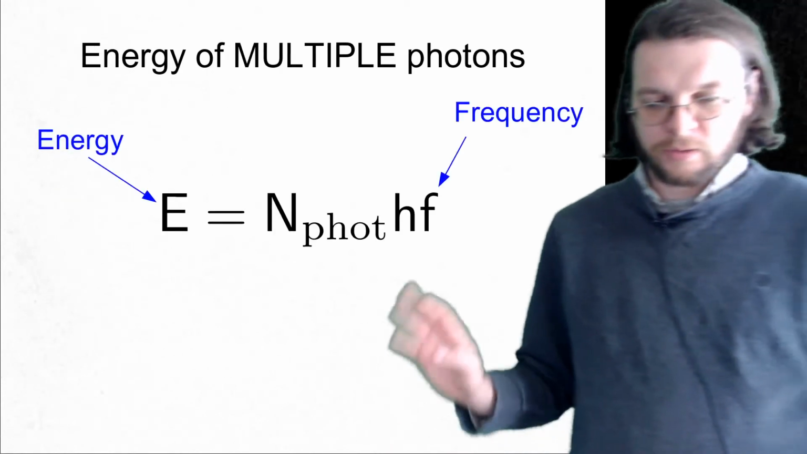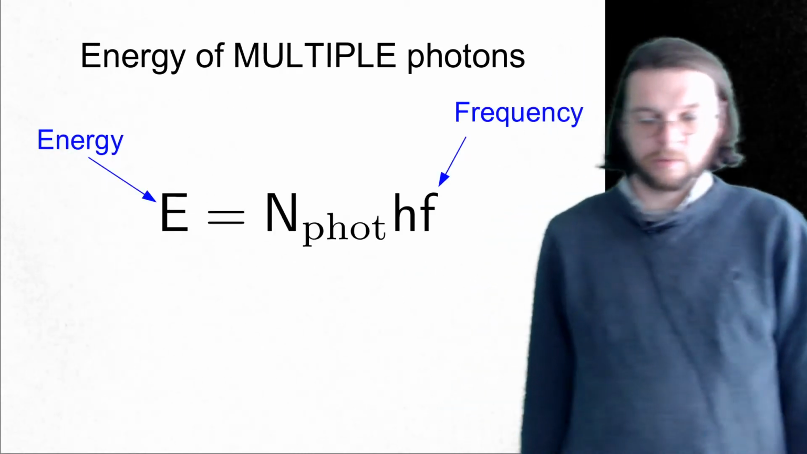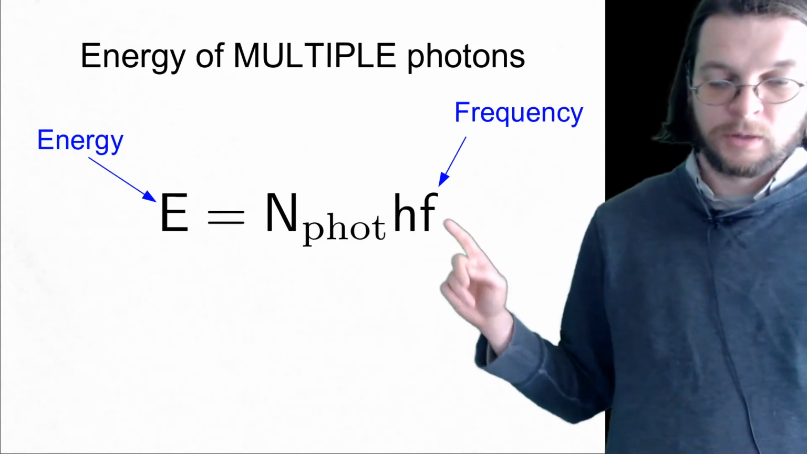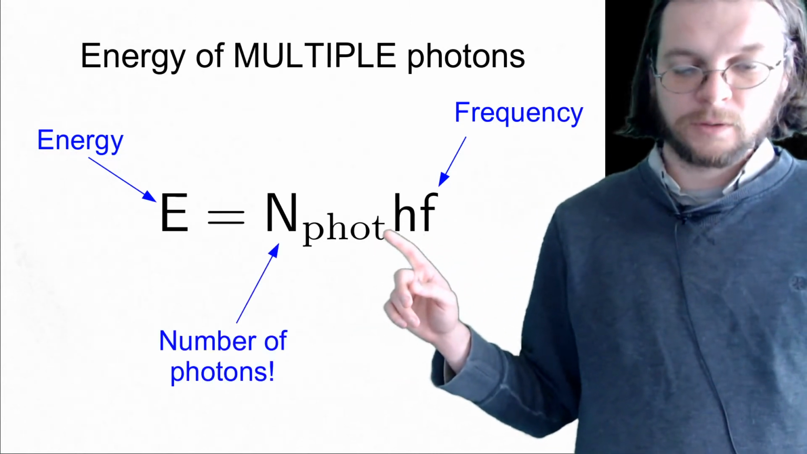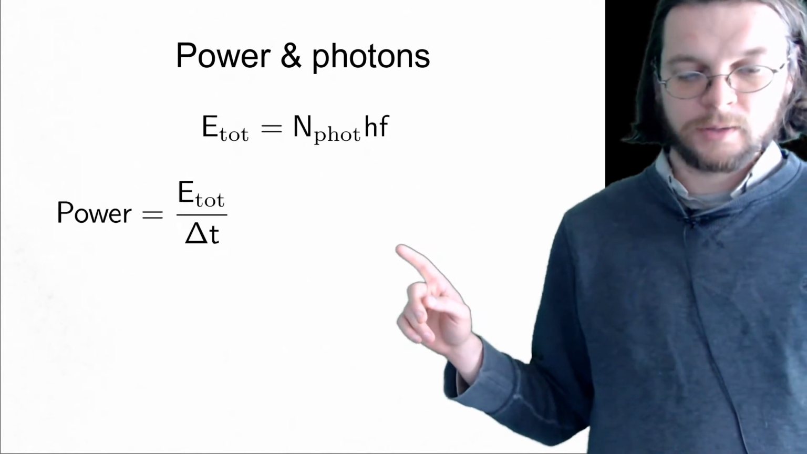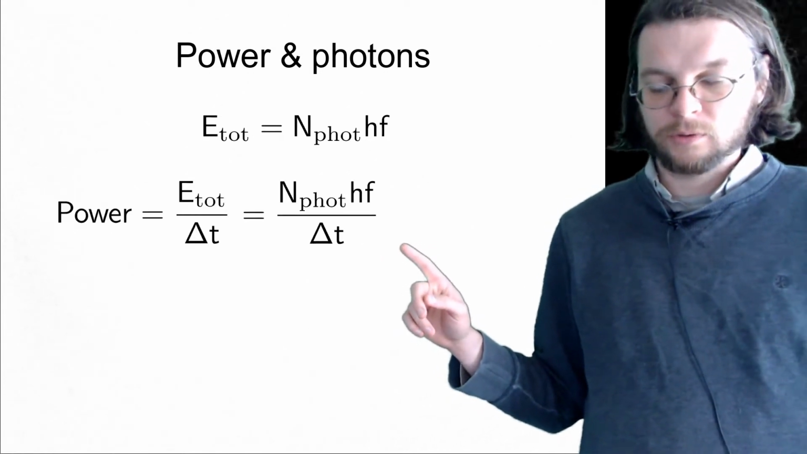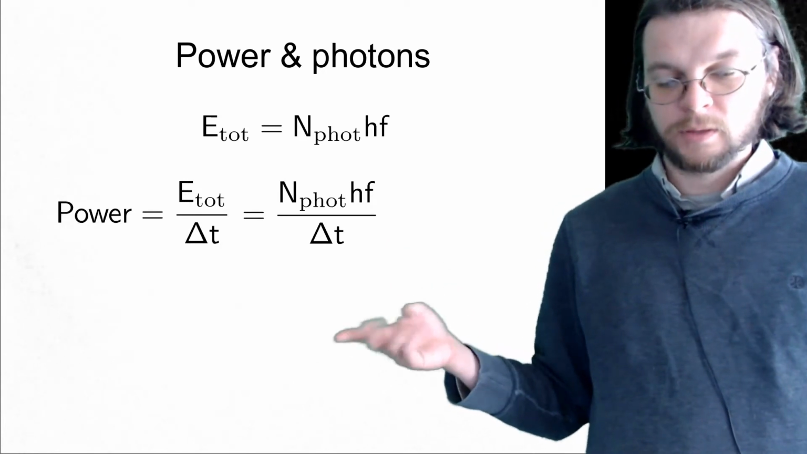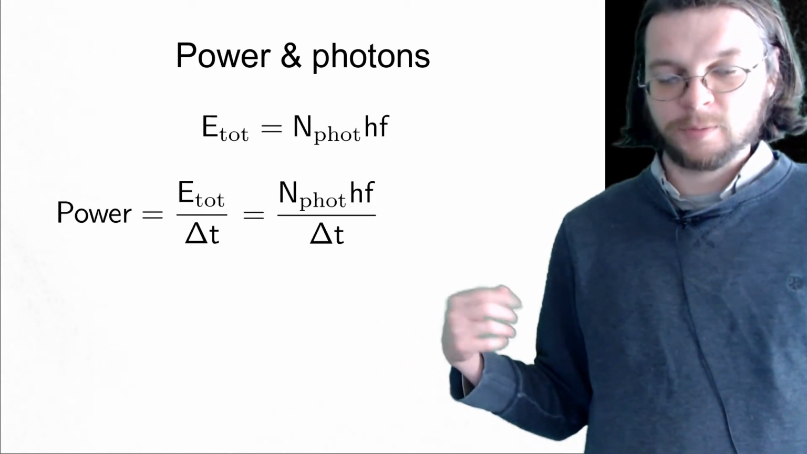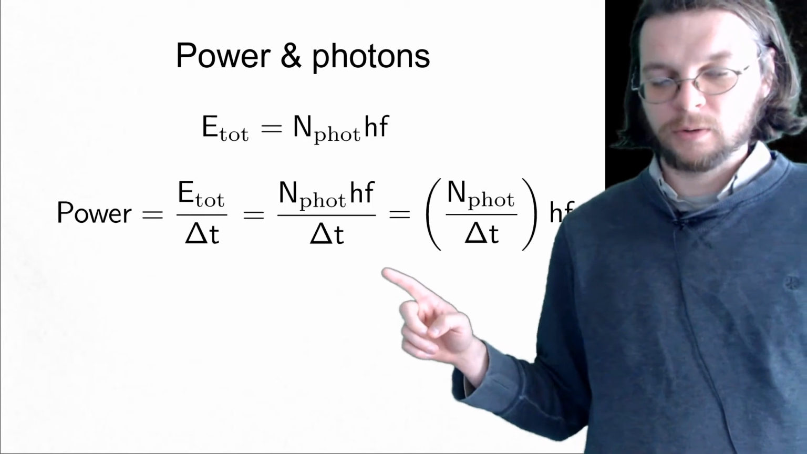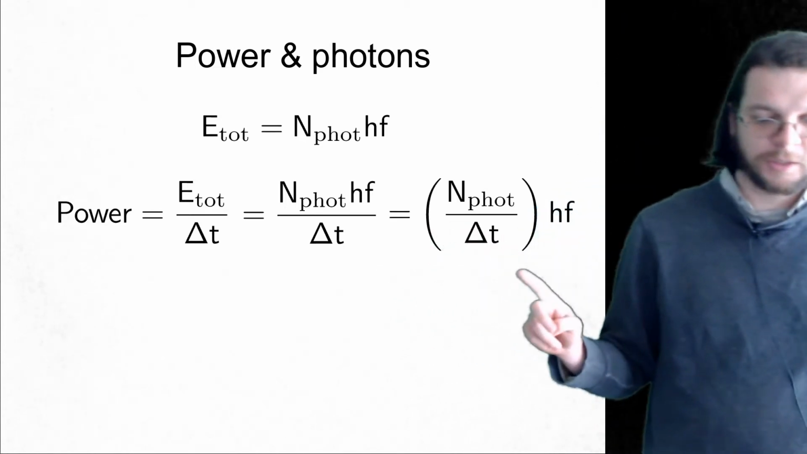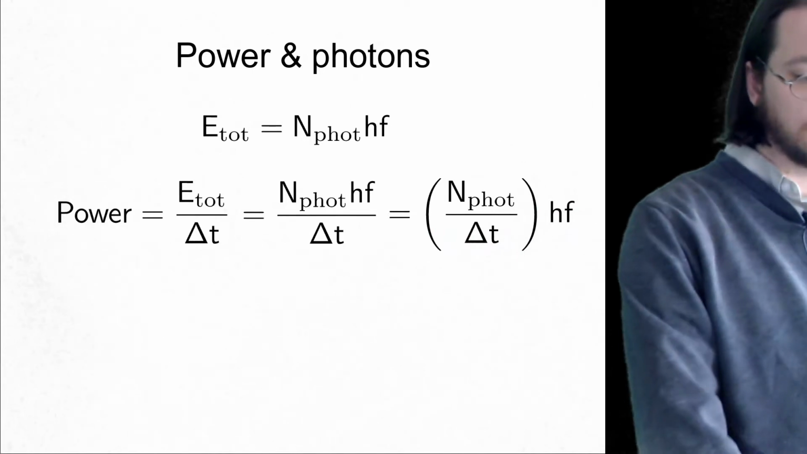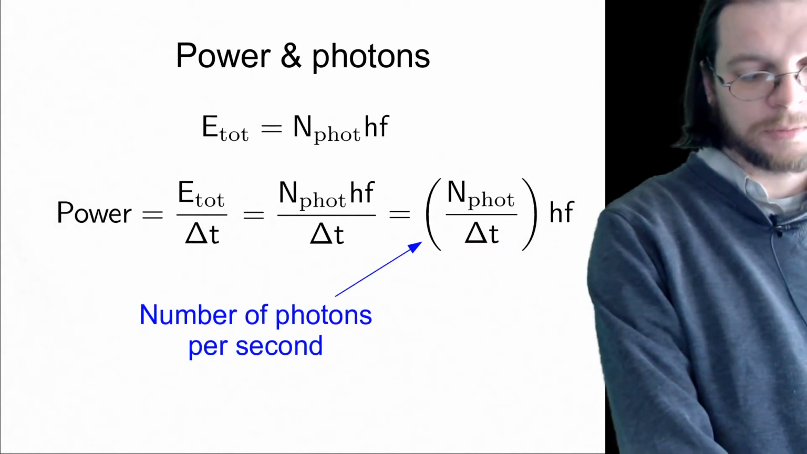Forgive me if this is pedantic, but the energy of multiple photons would be some number of photons times the energy of each photon, which is not so impressive until you realize that if you want to know the power, well, then that's the energy of photons per second. You can sort of do this and say, well, there's some number of photons per second being emitted times the energy of each photon. That gives you the power. So maybe that's helpful for some problems.